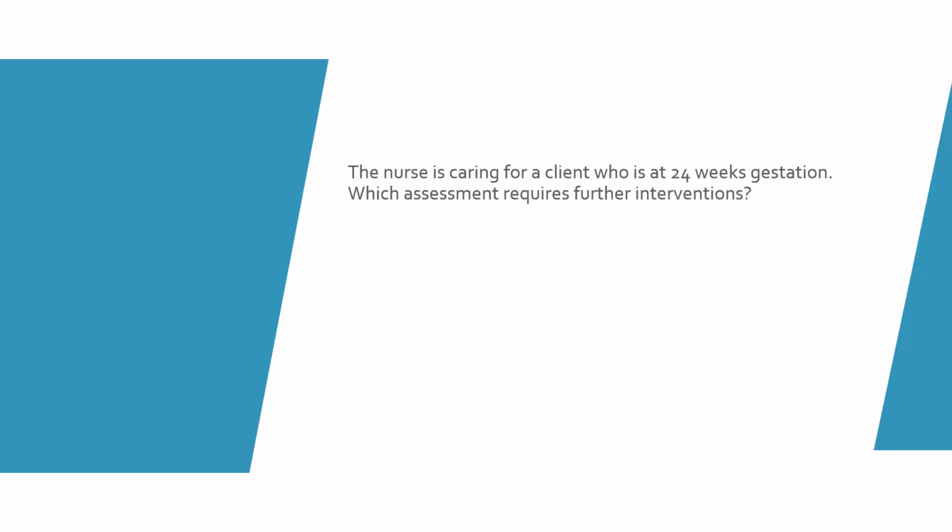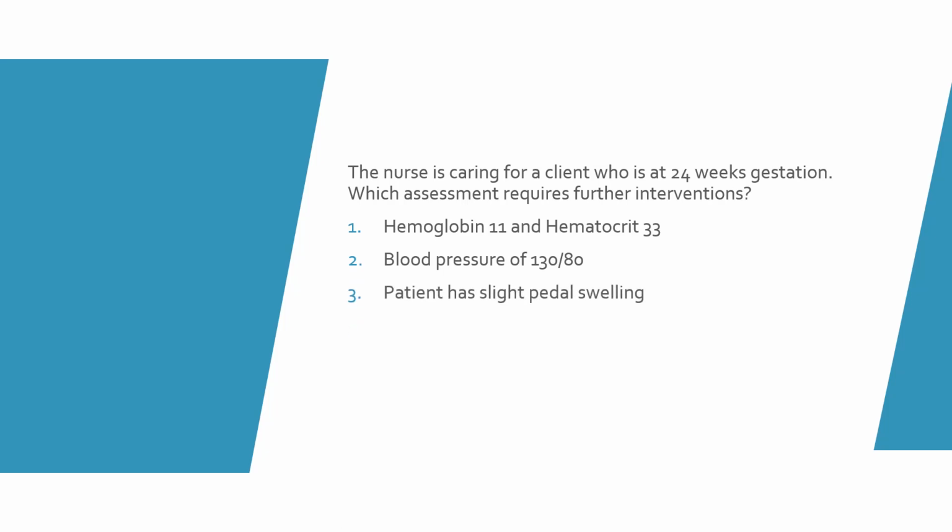Here's our first question. The nurse is caring for a client who is at 24 weeks gestation. Which assessment requires further intervention? 1. Hemoglobin 11 and hematocrit 33, 2. Blood pressure of 130/80, 3. Patient has slight pedal swelling, 4. Urine dipstick for protein is 3+.